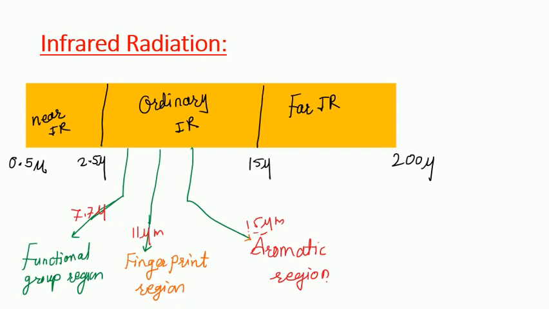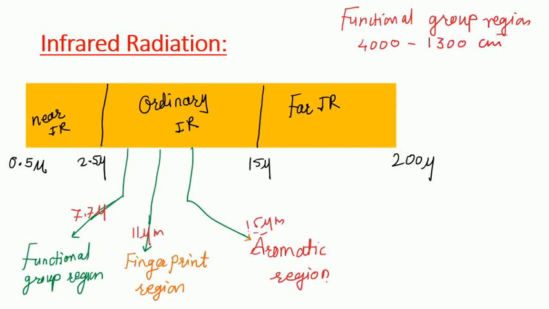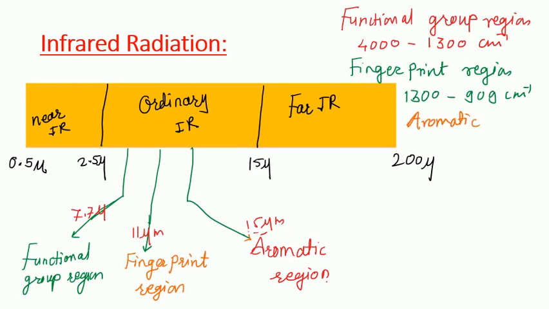So in terms of per centimeter values, the functional group region lies between 4000 to 1300 per centimeter wave number, while the fingerprint region lies between 1300 to 909 per centimeter wave number, and the third one, the aromatic region, lies from 909 to 667 per centimeter.